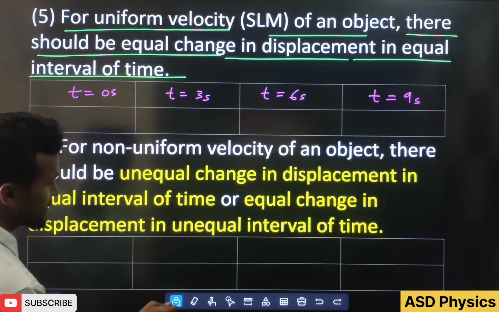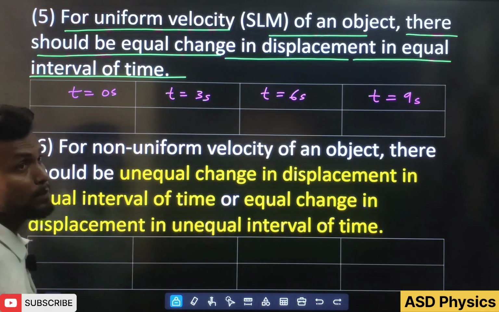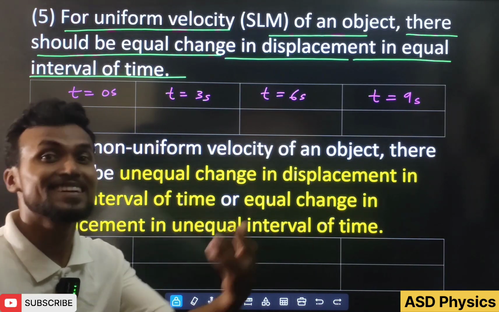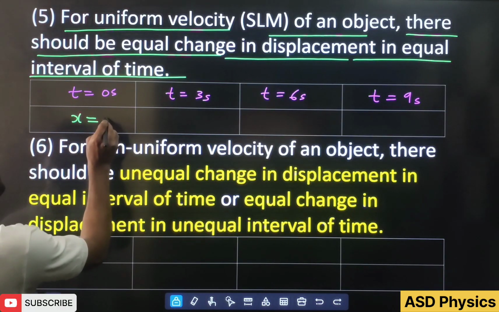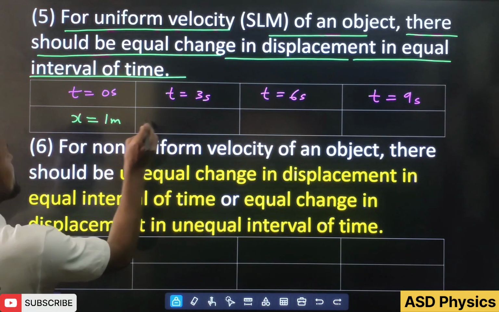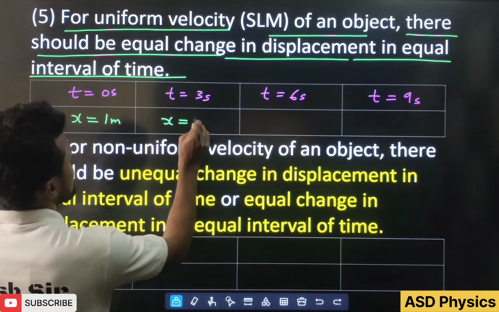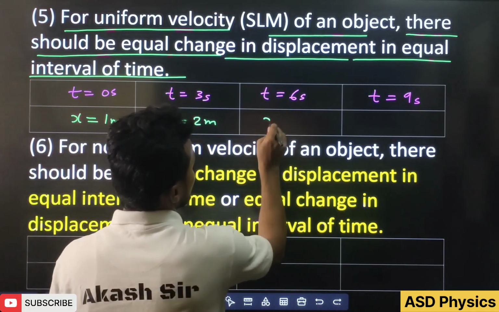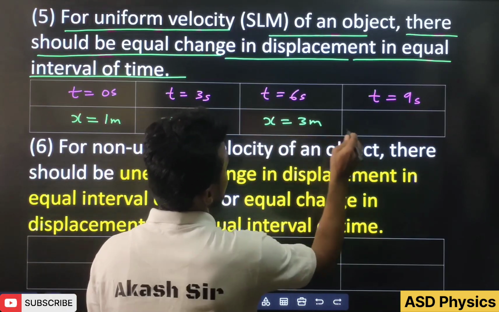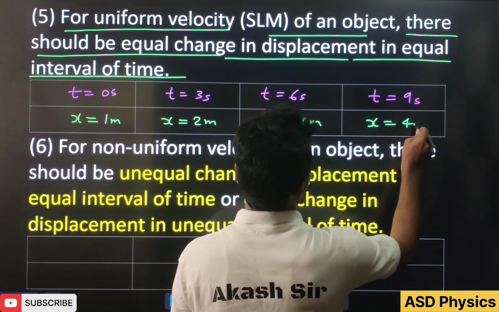Now you can see very well what the time interval is: 3 seconds, 3 seconds, 3 seconds, and 3 seconds. So let's take for example the position x equal to 1 meter. After that, x equal to 2 meter, x equal to 3 meter, and x equal to 4 meter.